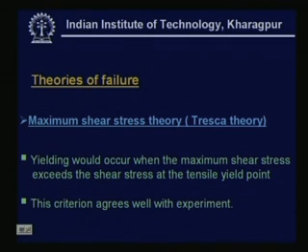Good day. We continue our lecture on the design for strength from the earlier class. We will have a very quick recapitulation of what we discussed last class. We discussed the maximum shear stress theory, also called the Tresca theory, where yielding occurs when the maximum shear stress exceeds the shear stress at the tensile yield point.